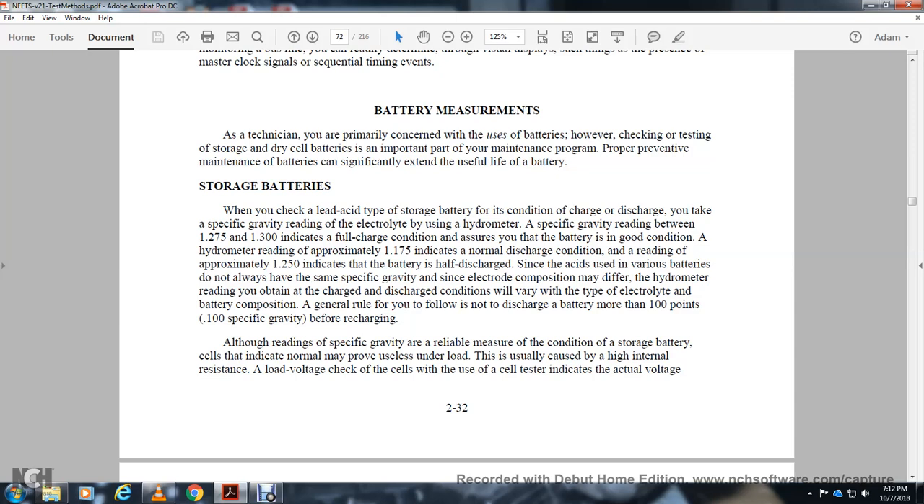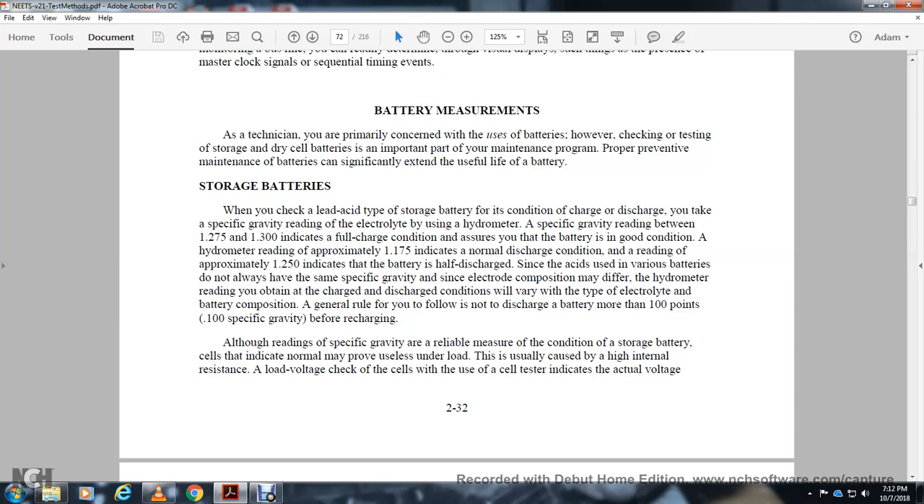In some instances, acid in various batteries does not always have the same specific gravity, since the electrode composition may differ. The hydrometer reading obtained with the chart of discharge conditions will vary with the type of electrolyte in the battery. As a general rule, you should not discharge the battery more than 100 points, or 0.100 specific gravity, before recharging.